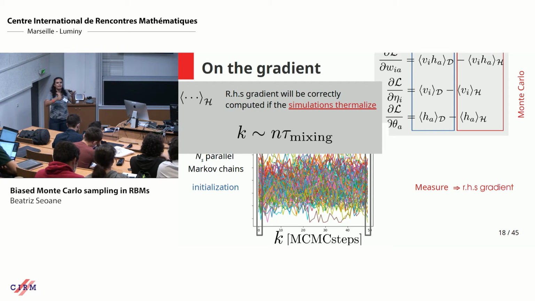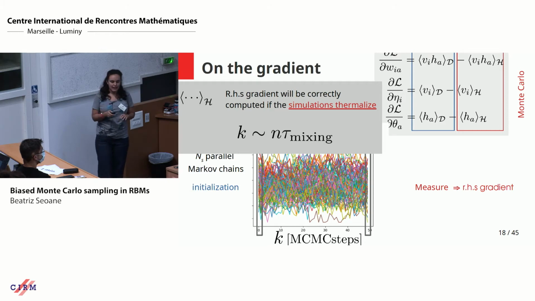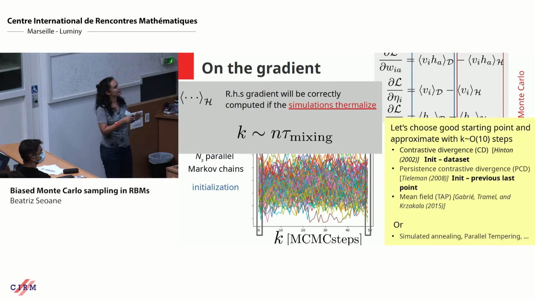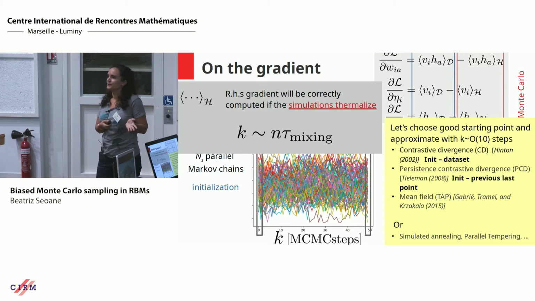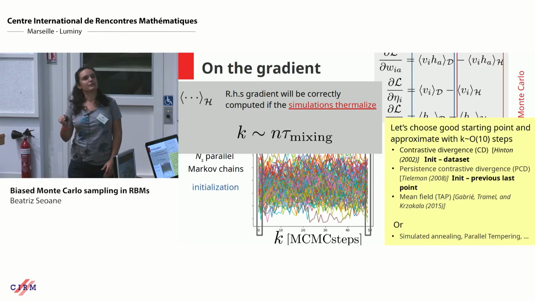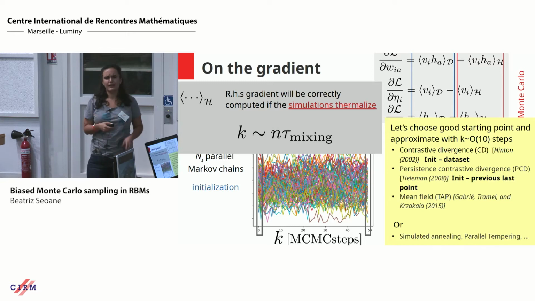So we need to thermalize. We need K to be longer than the thermalization time. And something that is quite puzzling is that after decades of studies, I never find works that actually compute if they are thermalizing or not. Normally, the standard procedure was introduced by Hinton, who popularized the use thanks to this recipe.